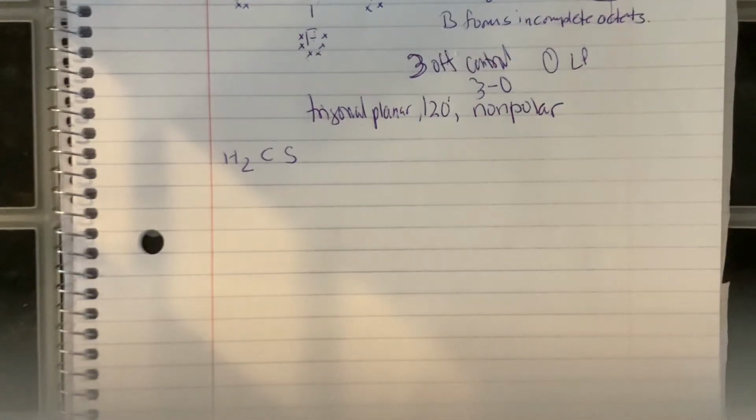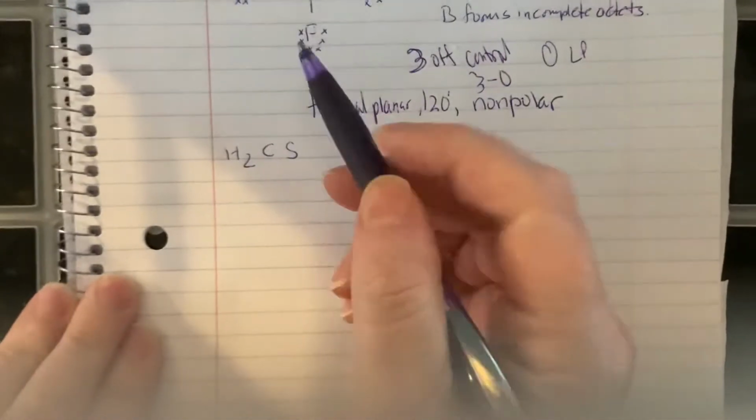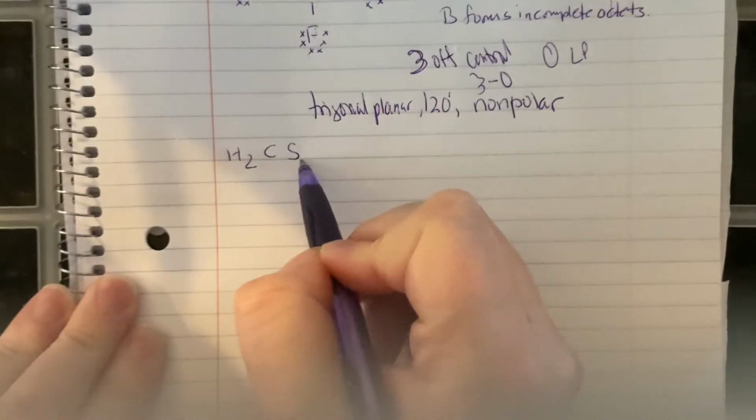Now we're going to do the VSEPR structure of H2CS. Okay? And just because it says VSEPR, don't freak out about it. It still follows that same pattern. We still need the Lewis dot structure. Who's going to be in the center?